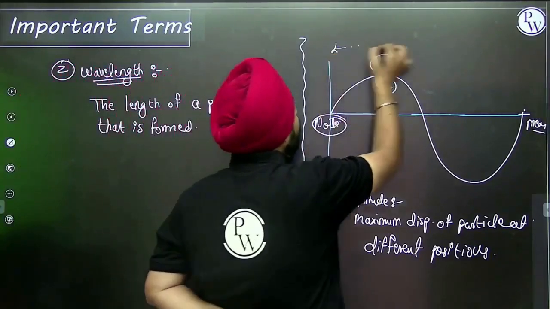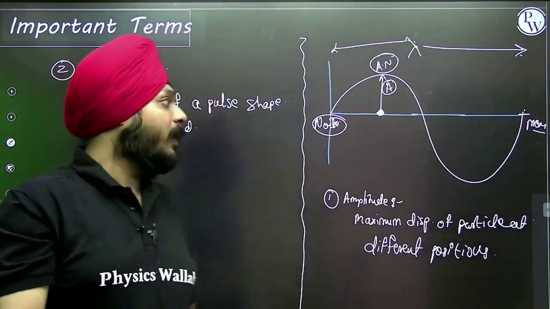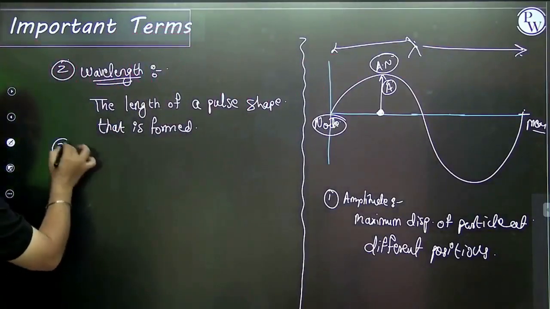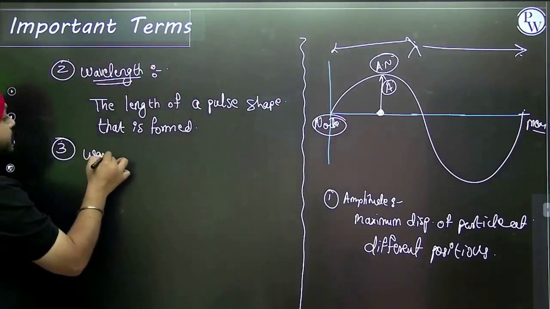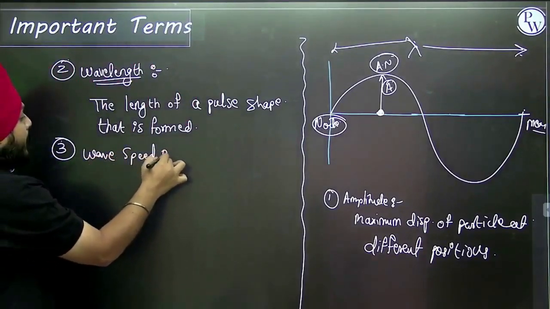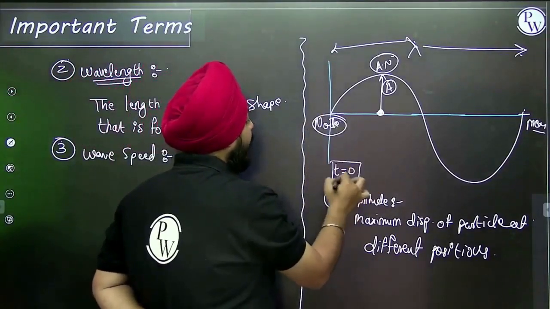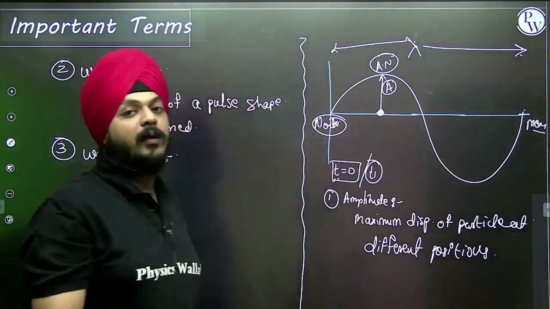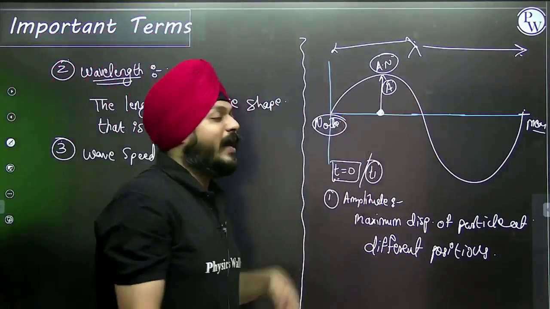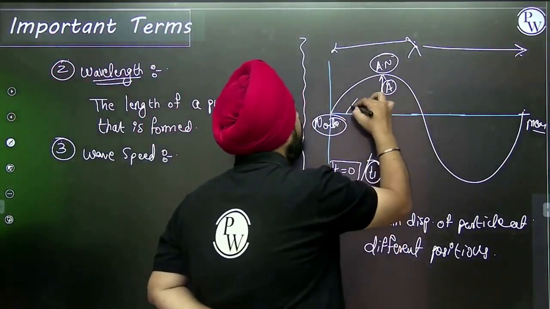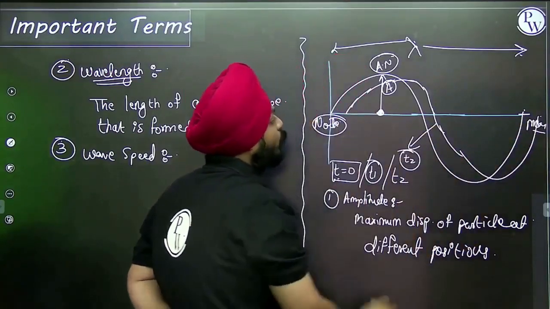If the pulse is of this size, then this will be the wavelength, and it is denoted by lambda. Wave speed. Suppose at t equal to 0, a gentle force is applied, and in the time interval between 0 to t1, one pulse is formed. What will be the position of the pulse at time t2? This will be the position of the pulse at time t2.